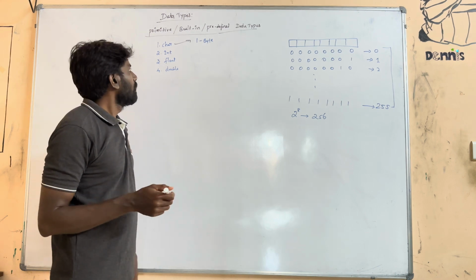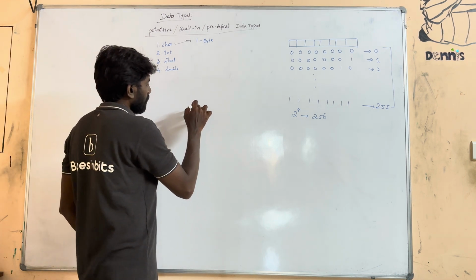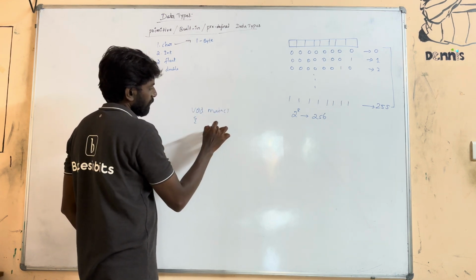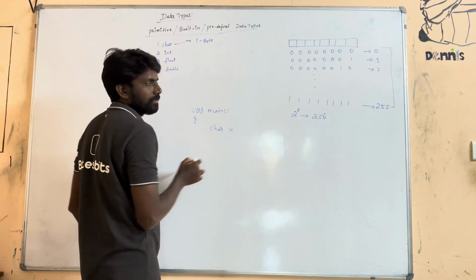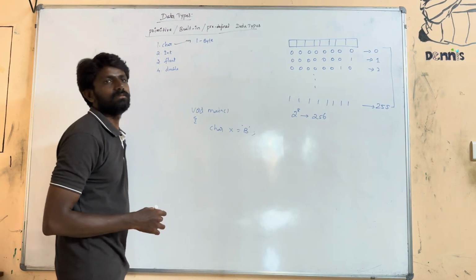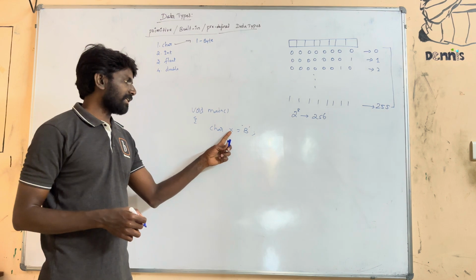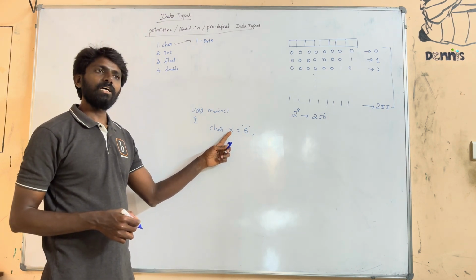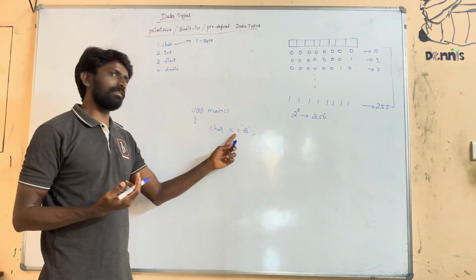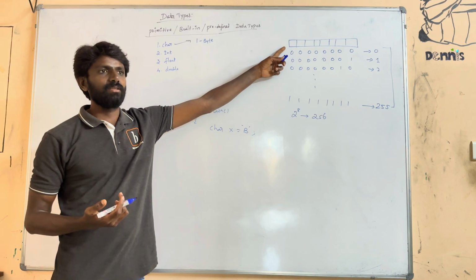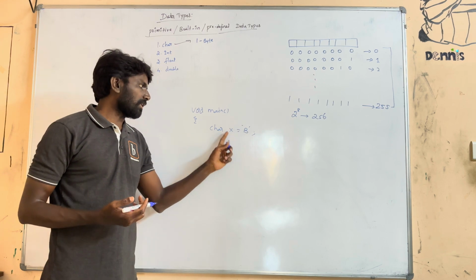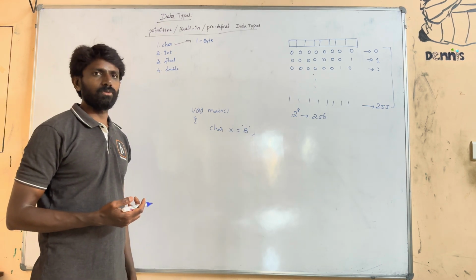Now the question is, I am declaring one character variable x, and in this character variable I want to store capital B as a character. For x, how much memory is reserved? 1 byte, because it's a character variable. Let's take this as your 1 byte. Now, how is the capital B going to be stored in it?